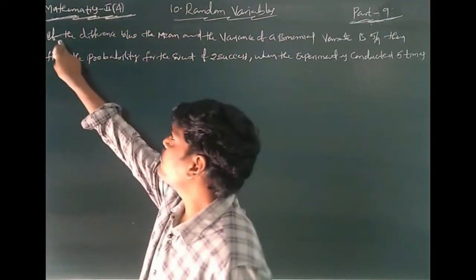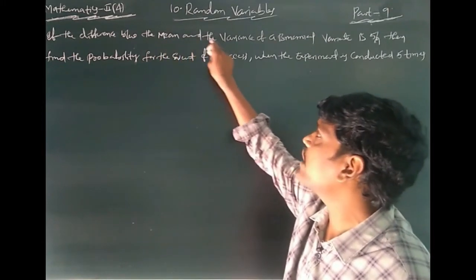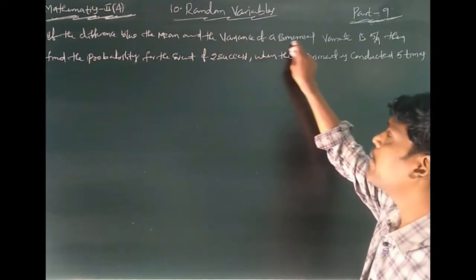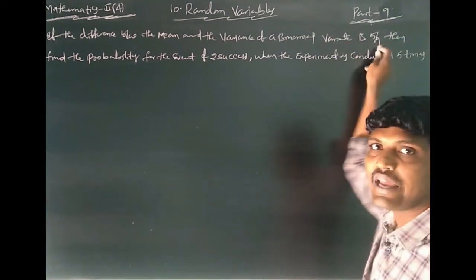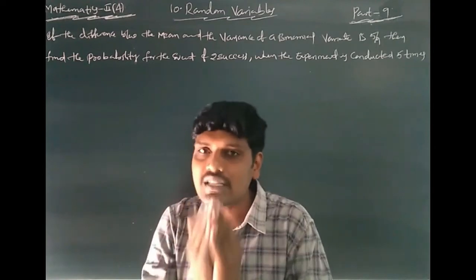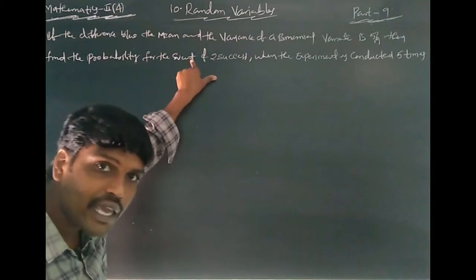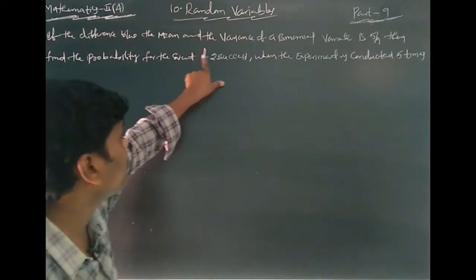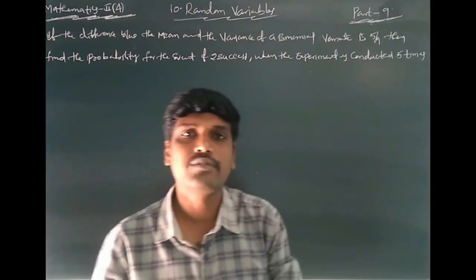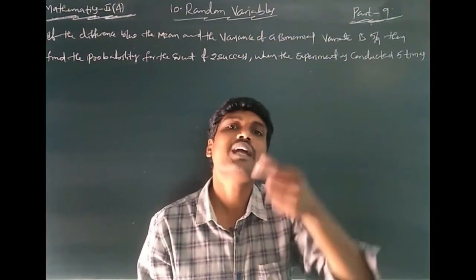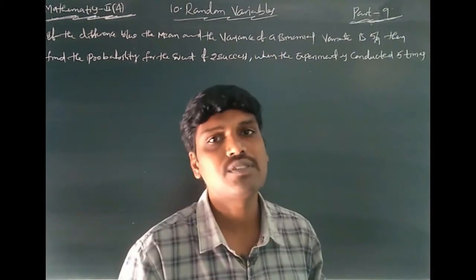What is that? If the difference between the mean and the variance of a binomial distribution is 5 by 9. Here the difference between mean and variance is given, that is 5 by 9. Then find the probability for the event of 2 successes when the experiment is conducted 5 times. Suppose one experiment is conducted 5 times and you get 2 successes. What is the probability of 2 successes?